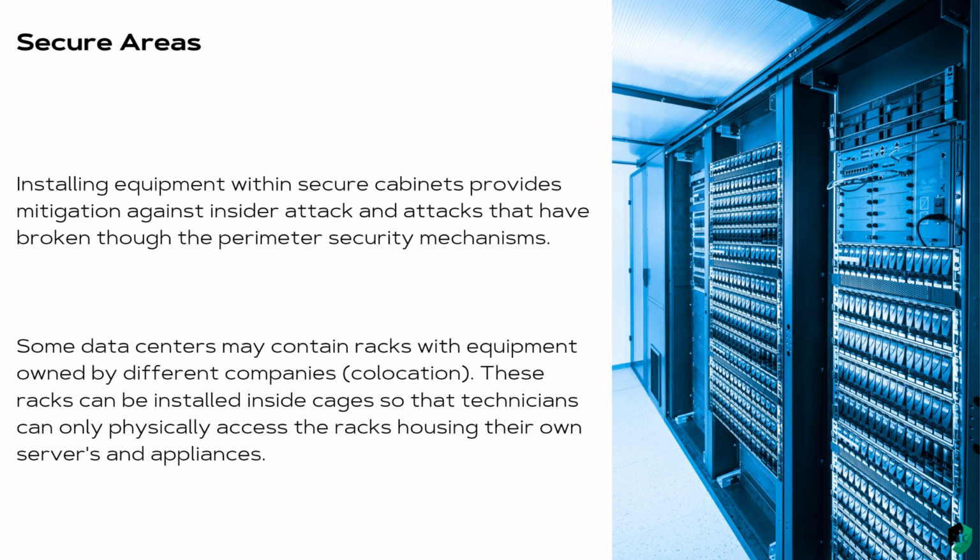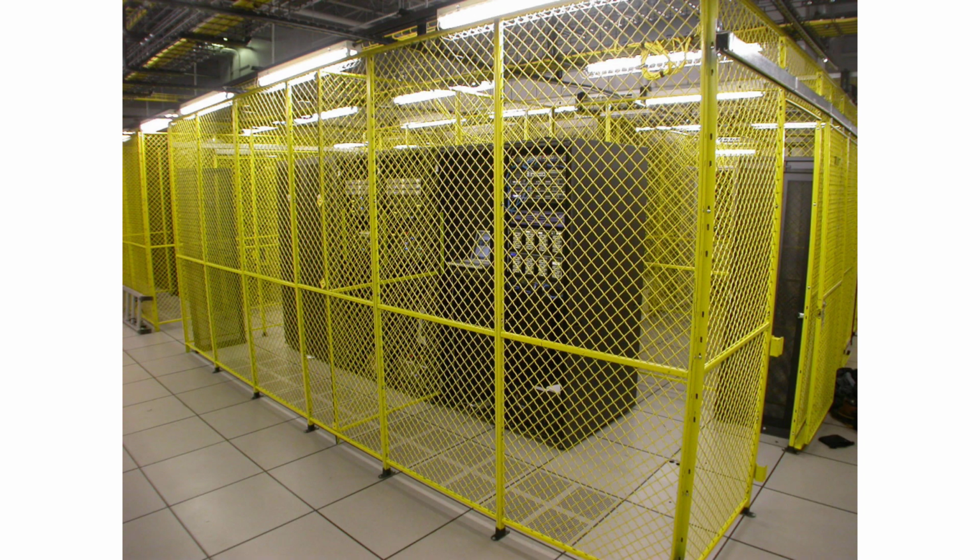it's going to make it very difficult for them to gain access to them. So some data centers may contain racks with equipment owned by different companies. This is called colocation. And these racks can be installed inside cages so that technicians can only physically access the racks housing their own servers and appliances. Now, here's an example of such. You can see right there, basically you've got the server inside of a cage. So this is extremely secure.